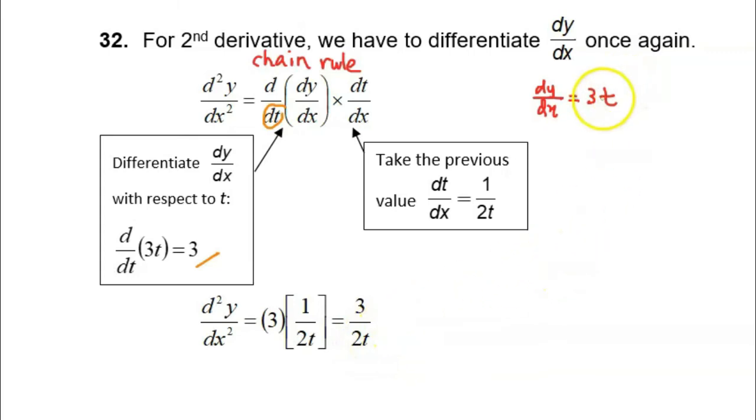Let's say if our dy over dx is an equation in terms of x, then we can get our second derivative straight away. But for a parametric equation, remember, we need to differentiate it by using the chain rule.